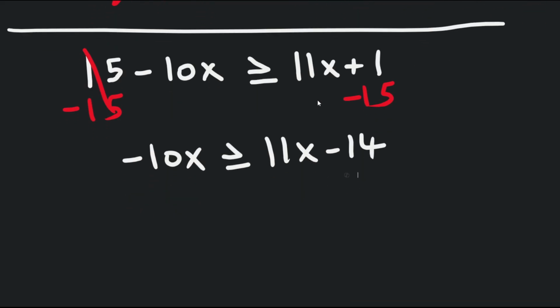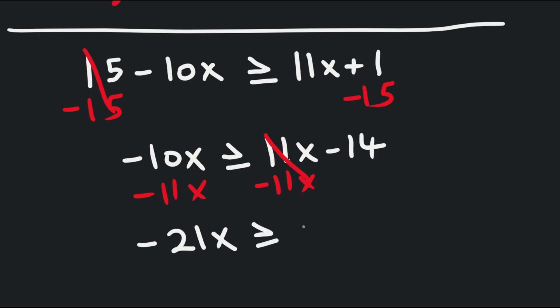And we can keep going. To further isolate x, we could bring this 11x over to the other side of the inequality. So the opposite of positive 11x is negative 11x. So negative 11x on both sides. Negative 10x minus 11x is negative 21x. And that's greater than or equal to negative 14.